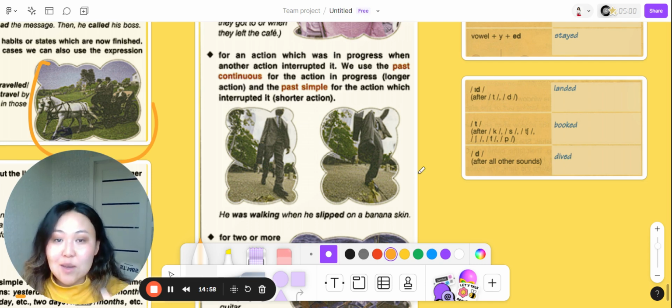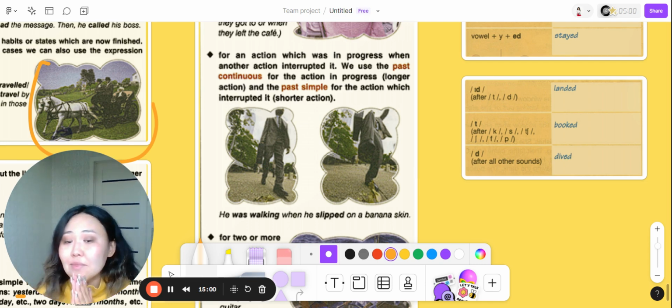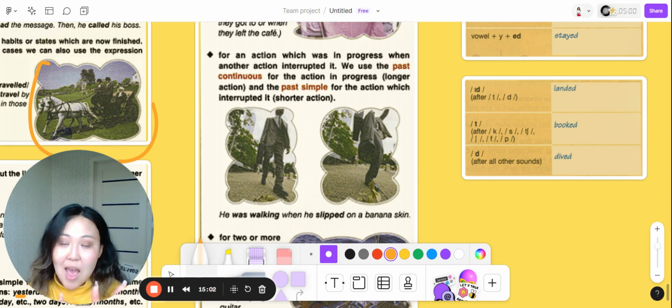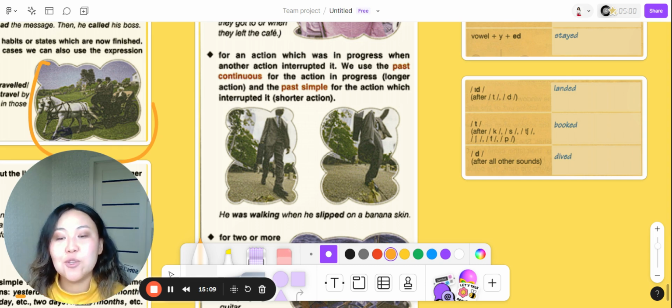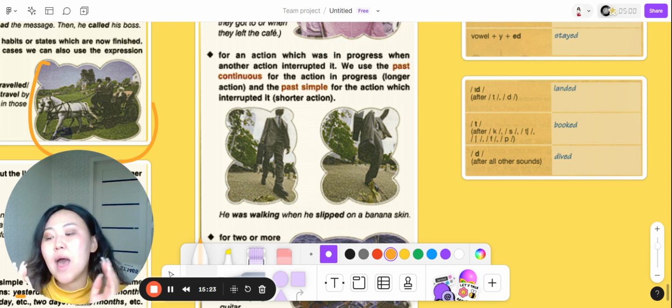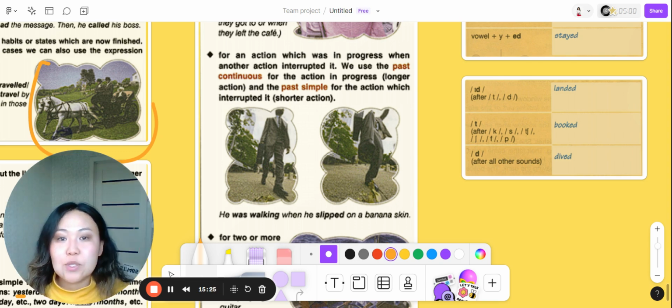And like we know the situations, yeah? When there are two actions and one action is interrupted by another action. So yeah, we can use past continuous for an action which was in progress when another action interrupted it. So for the fast action, we use past simple, and for the longer action, we use past continuous.